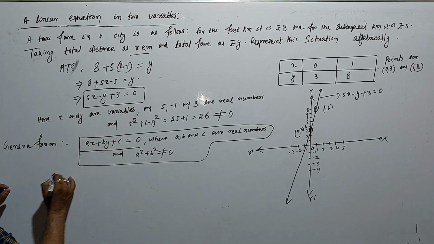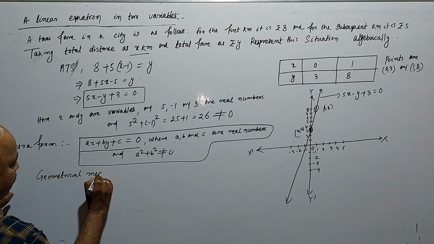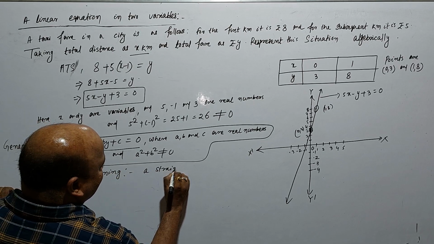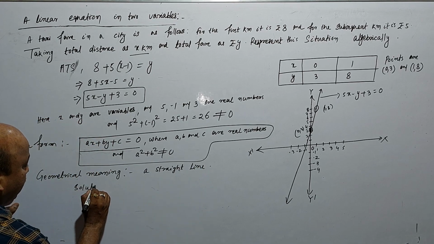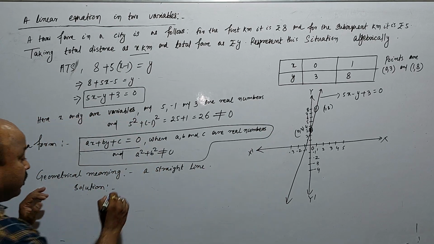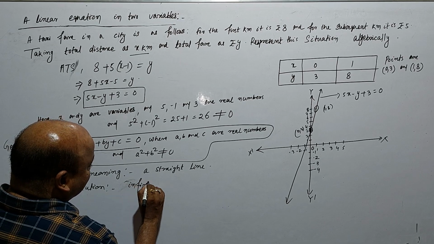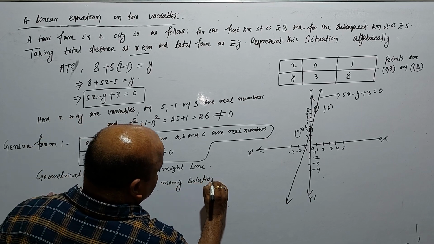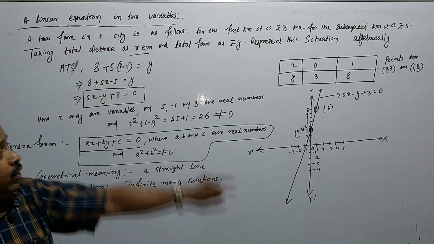And its geometrical meaning is a straight line. And as you know, a straight line contains infinite points, so it has infinitely many solutions. So this is regarding a linear equation in two variables.